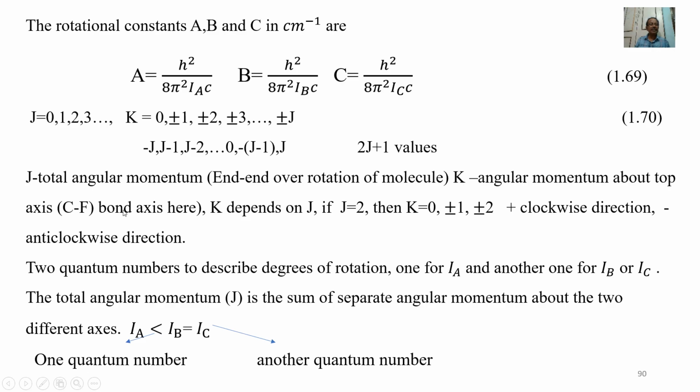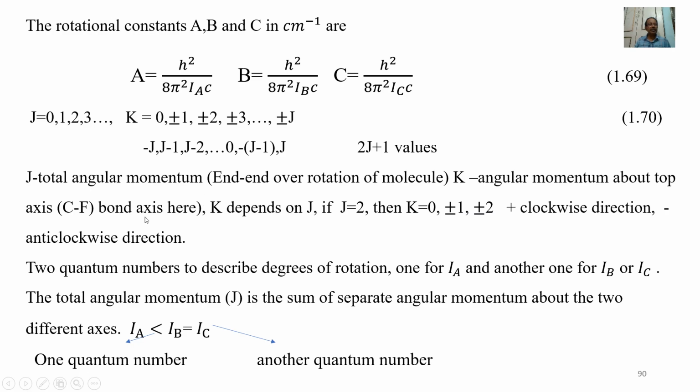So we have now two quantum numbers, one is J, another one is K. Strictly, K depends on J. For example, if J equals 2, then K will have the values 0, plus or minus 1, plus or minus 2. Here the plus sign stands for clockwise direction about the top axis, and the minus sign stands for anti-clockwise direction.